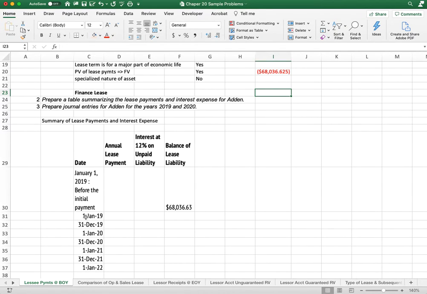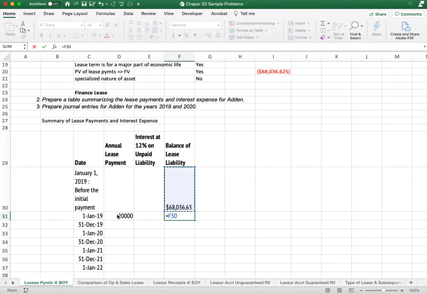So then on January 1st, 2019, we made a lease payment of $20,000, which means that we have a balance of that $68,000 minus the lease payment. And I'm just going to say plus the interest. I know it's 0 in this case, but doing that will allow us to just pull this formula down so that we don't have to type it every time. And so now we have a balance of $48,036.63.